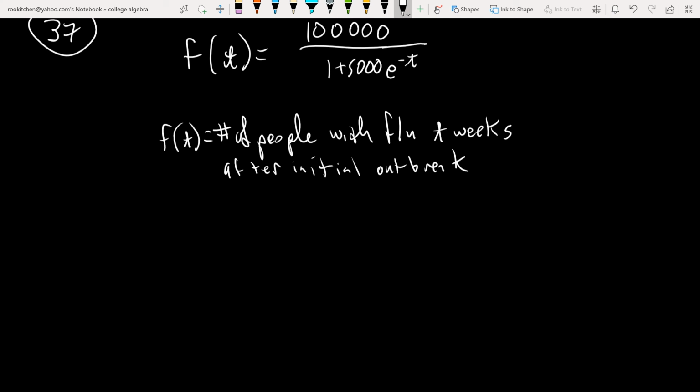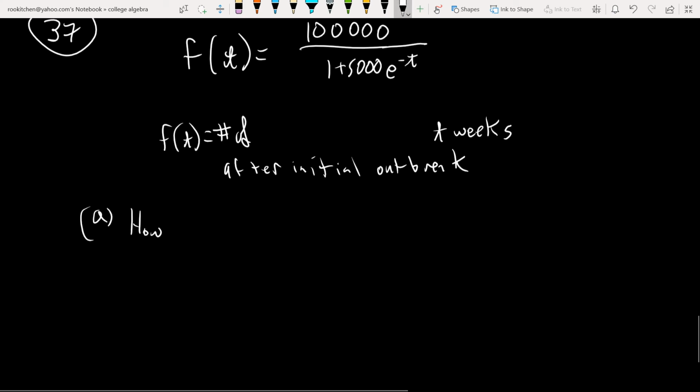Okay, so how many people are ill at time 0? And these are fun to think of as zombies and stuff like that. So how many zombies are there? Let's say number of people, number of zombies, right? Let's change this up a little bit so it's mildly interesting. The number of zombies t weeks after initial outbreak. So how many zombies are there initially?